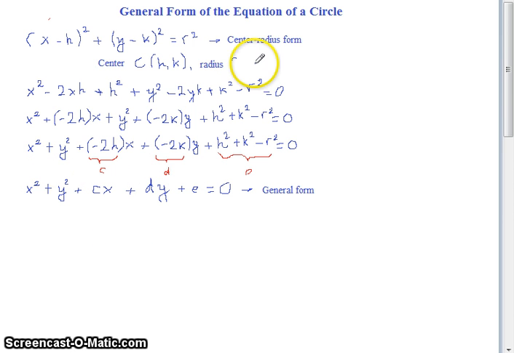I said a general form of the equation of a circle because we just started from the center radius form of the equation of a circle. If we take any equation of this form, it could be an equation of a circle, but its graph could also be just a point, or it could be non-existent. We'll see when this will happen.